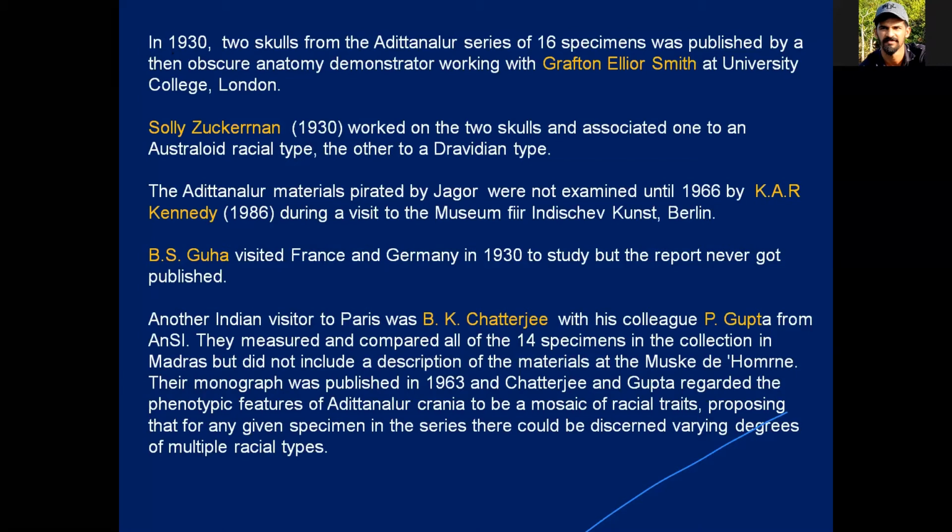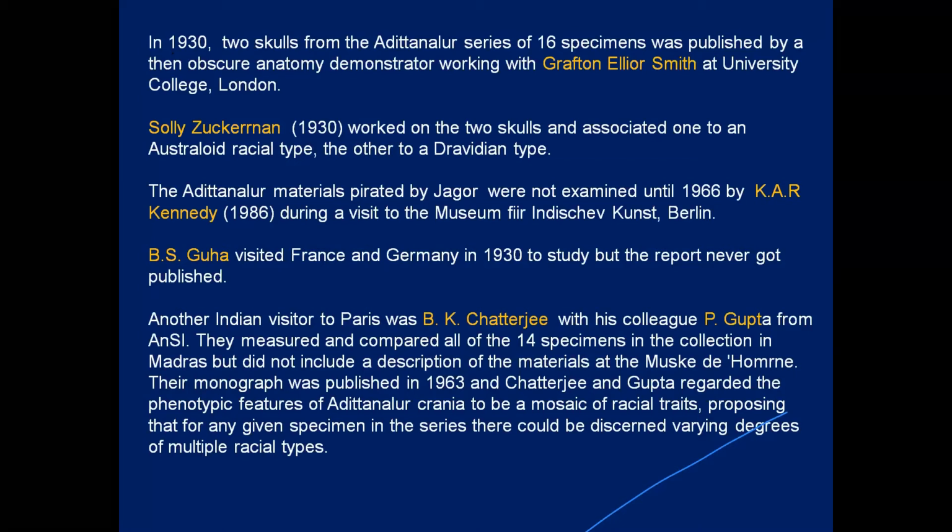That one is related to Australoid and another is Dravidian type. The Adichanallur material pirated by Jagor was not examined until 1966. K.R. Kennedy himself went there, visited the museum and studied the material, and he published the research.